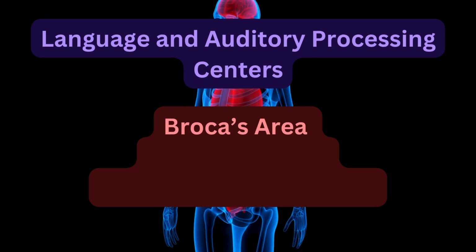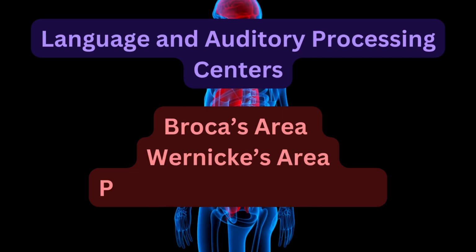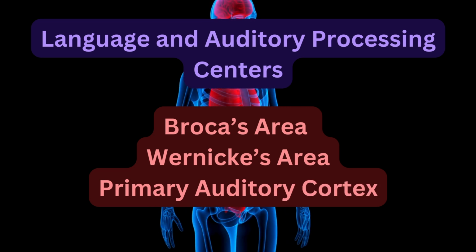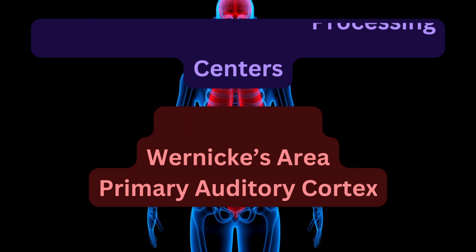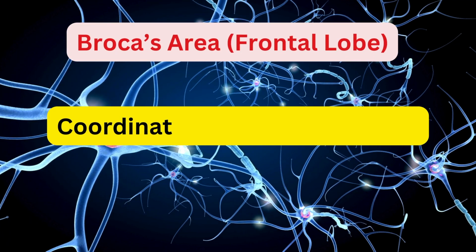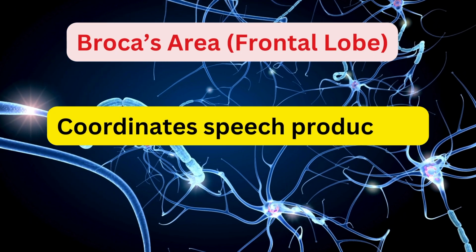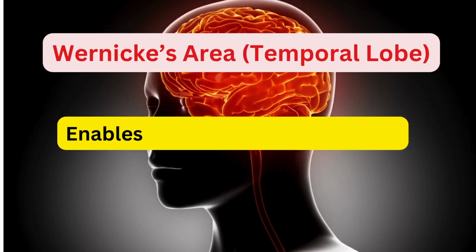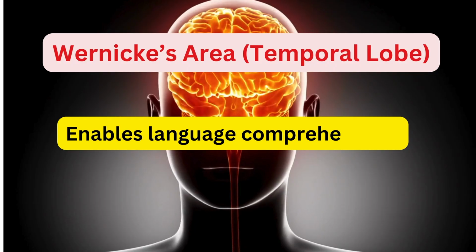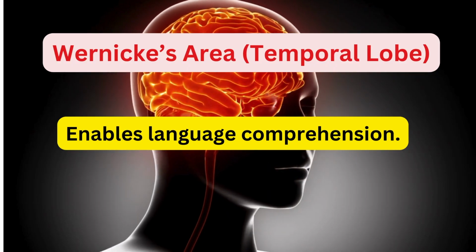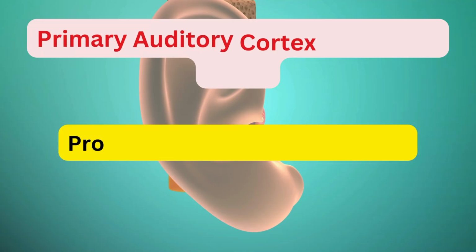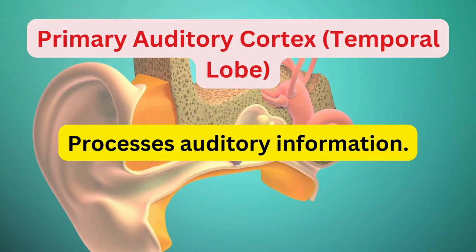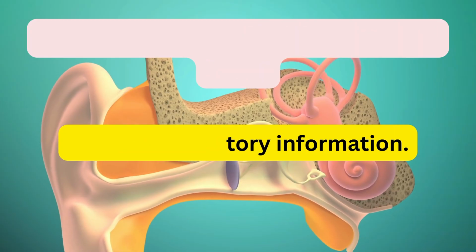Language and auditory processing centers include Broca's area, Wernicke's area, and the primary auditory cortex. Broca's area is located in the frontal lobe and coordinates speech production. Wernicke's area is located in the temporal lobe and enables language comprehension. The primary auditory cortex in the temporal lobe processes auditory information.